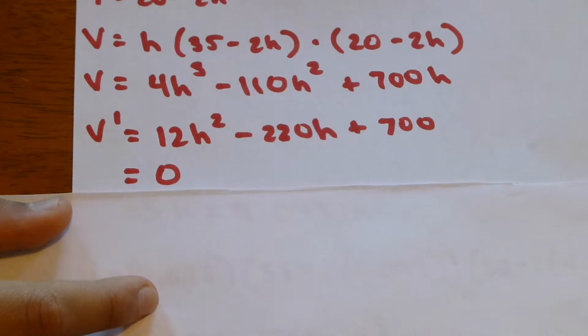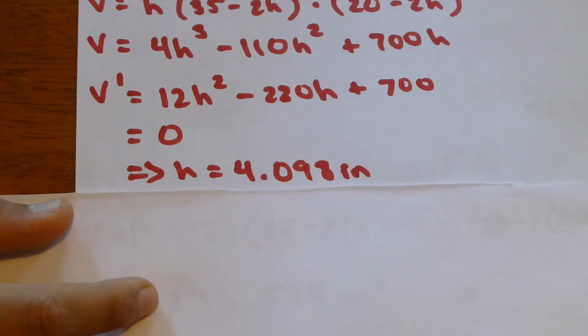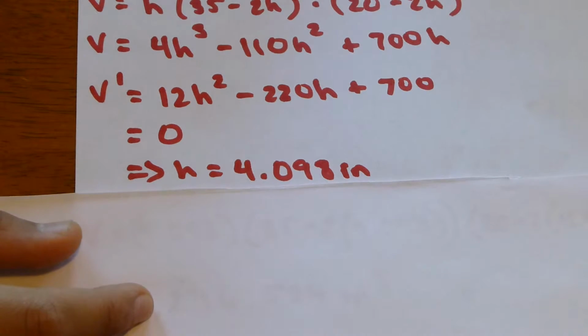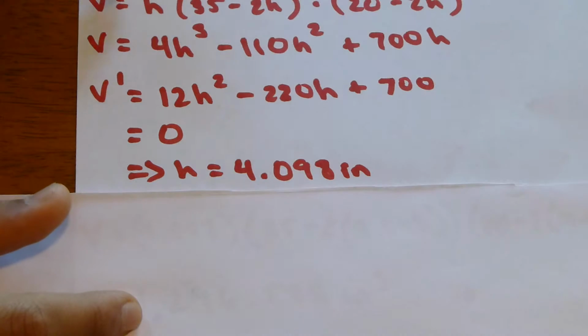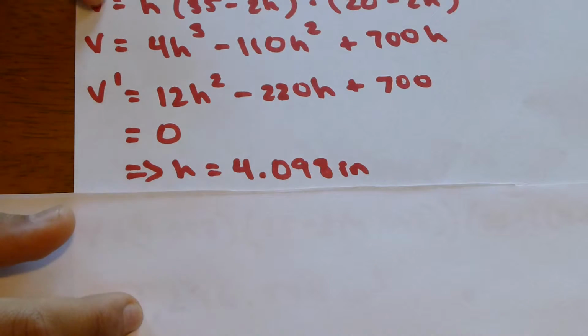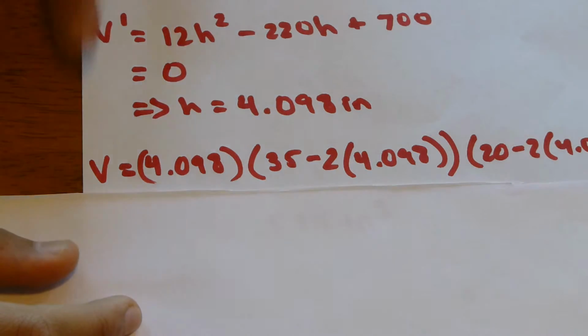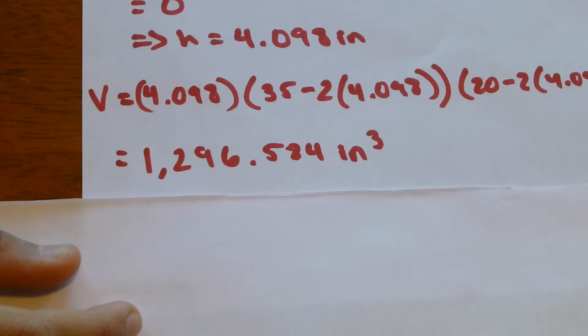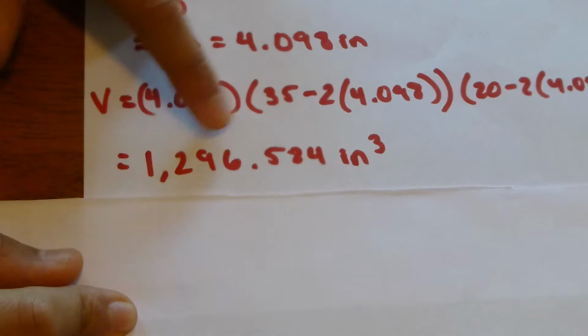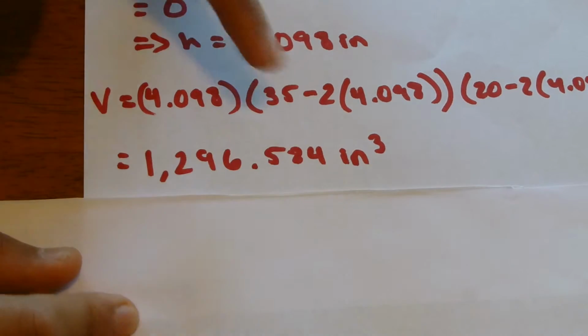Set this equal to 0, and we get h equals 4.098 inches. Now that we know our height, we can easily plug it back into the original volume equation here to find our total volume. Once this is done, and we solve it all out in our calculator, we get 1,296.584 inches cubed.